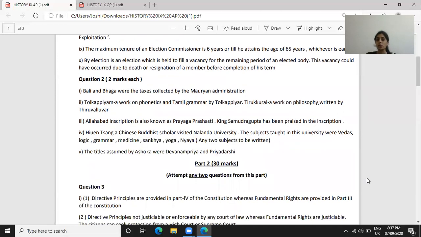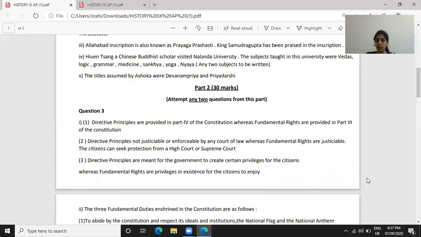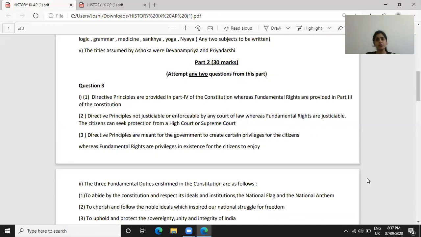Now going to the part 2, that is the second section, which is of structured answers for 3 marks and 4 marks. So starting with the first one of question 3, which is difference between directive principles and fundamental rights. So the 3 points, number 1, directive principles are provided in part 4 of the Constitution, whereas fundamental rights are provided in part 3 of the Constitution. Point number 2, directive principles are not justiciable or enforceable by any court of law, whereas fundamental rights are justiciable. The citizens can seek protection from a high court or Supreme Court.